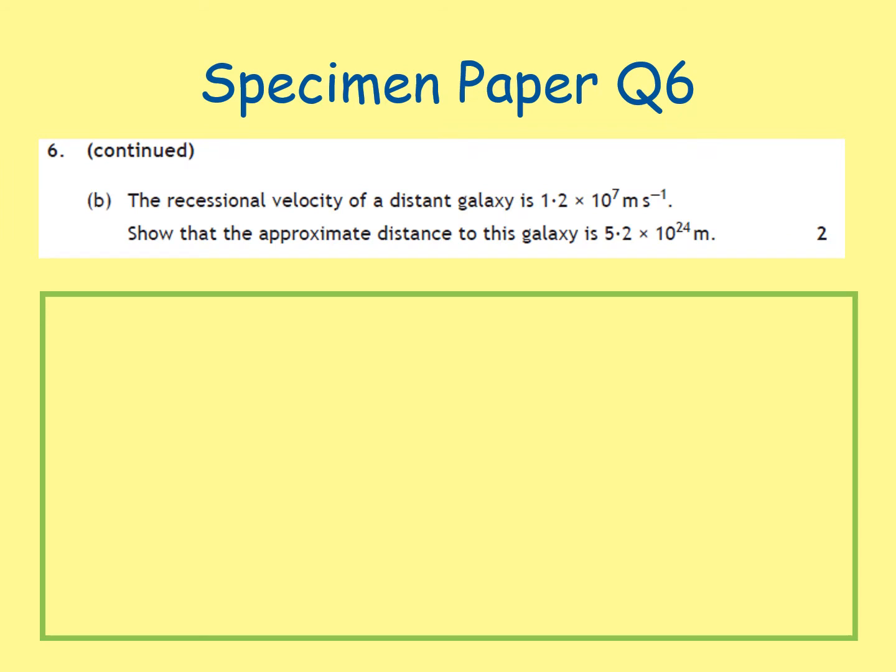The recessional velocity of a distant galaxy is 1.2 times 10 to the power of 7 meters per second. Show that the approximate distance to this galaxy is 5.2 times 10 to the 24 meters. So we need to show this number just here.